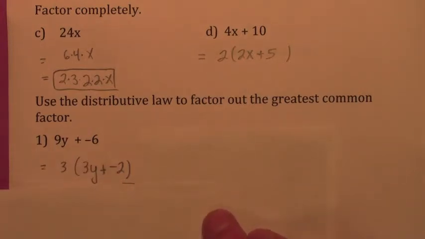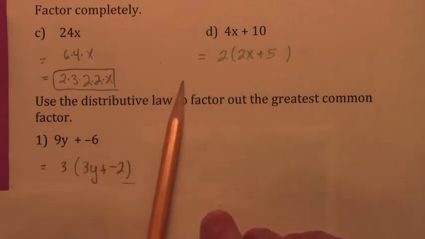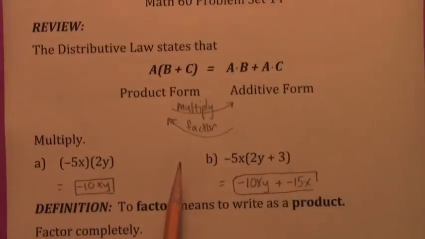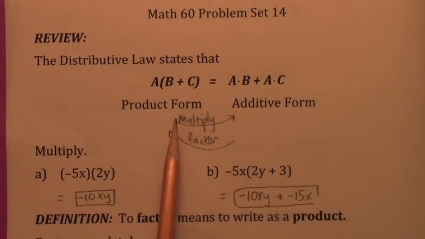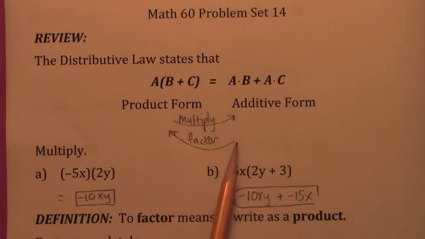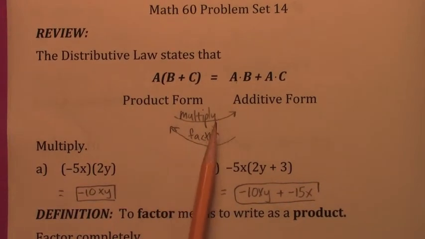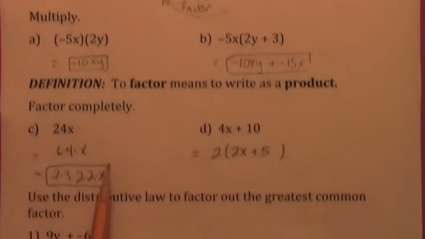So how would you check yourself? You know how you would check yourself to see if you did it right? If you multiply it back through using the distributive law, you should get what you started with, you see? When you multiply, you're going from product form to additive form. When you factor, you're going from additive form to product form. So if you factor, then multiply, you go back to where you started. Interesting, huh?